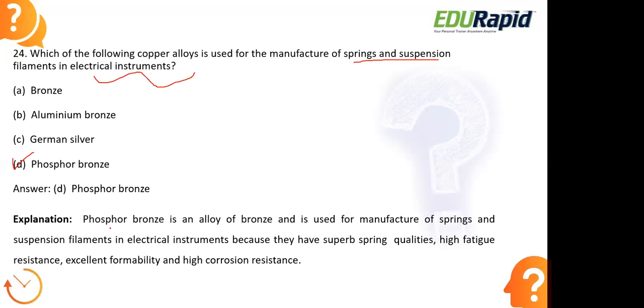So phosphor bronze is an alloy of bronze. Basically it consists of bronze as a major metal, along with which some different elements are also added. So this alloy of bronze is used in the manufacture of springs as well as suspension filaments, which are basically used in electrical instruments.